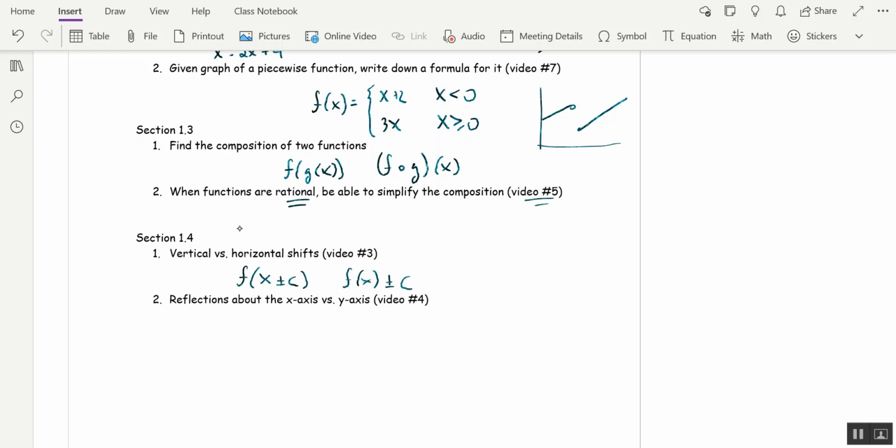And then reflections about the x-axis and the y-axis. So that's the distinction between negative, again, where does the minus go? Negative f of x versus f of negative x. And that's talked about in video number 4, and also some of the homework problems.